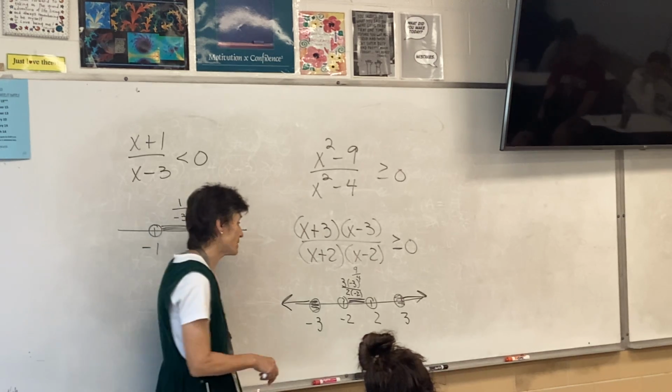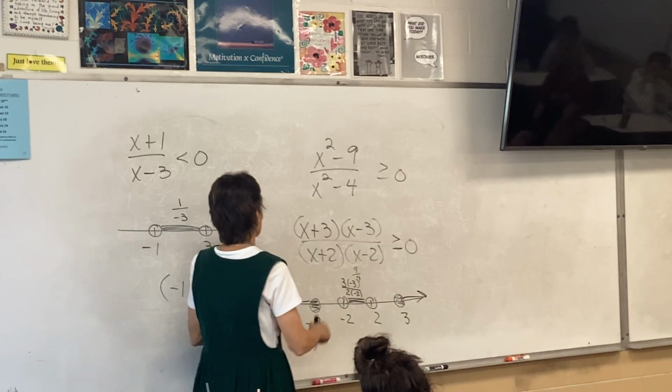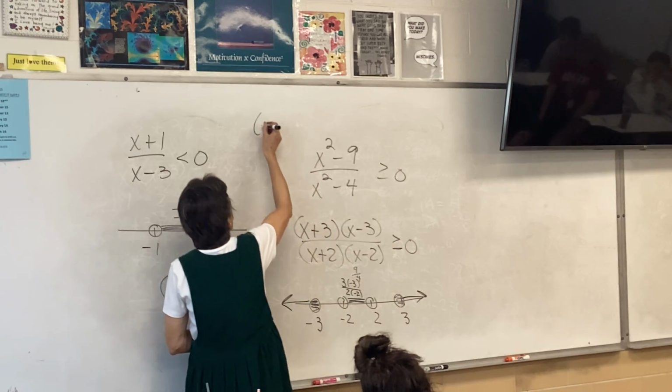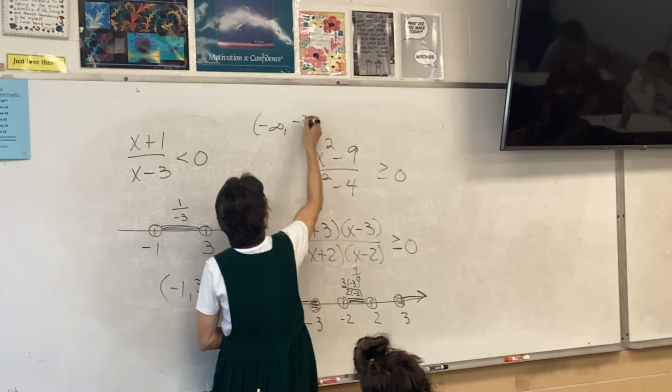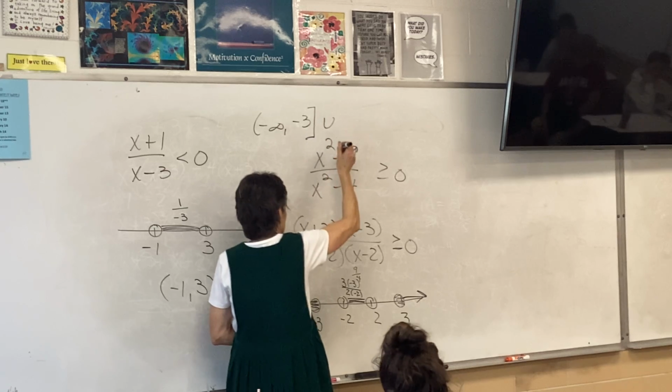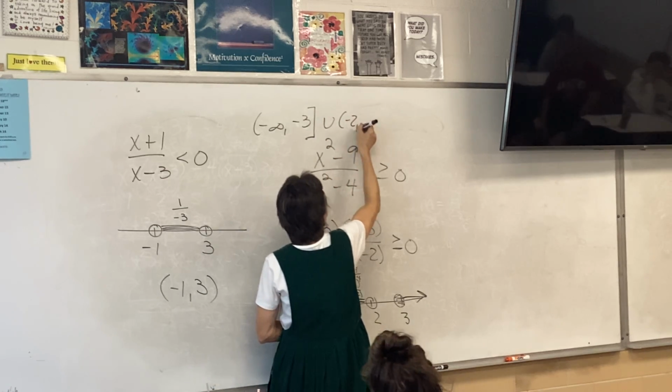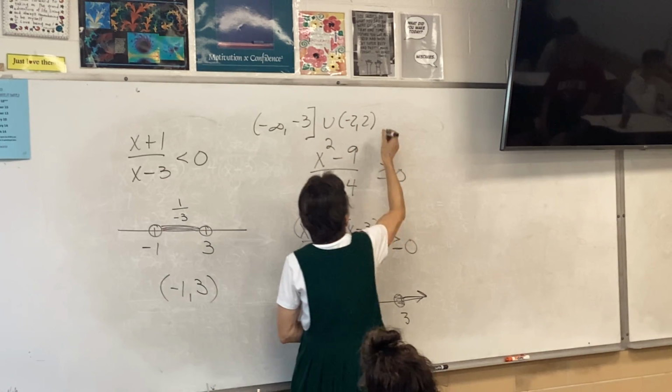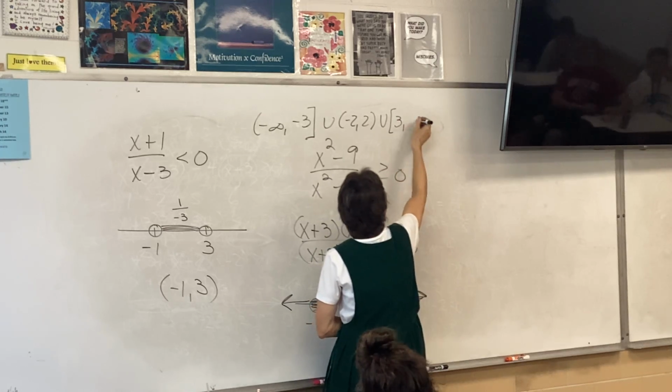All right, let's write our answer. What's our answer look like? Parentheses, negative infinity, comma, -3, bracket, union, parentheses, -2, comma, 2, parentheses, union, bracket, 3, comma, infinity, parentheses.